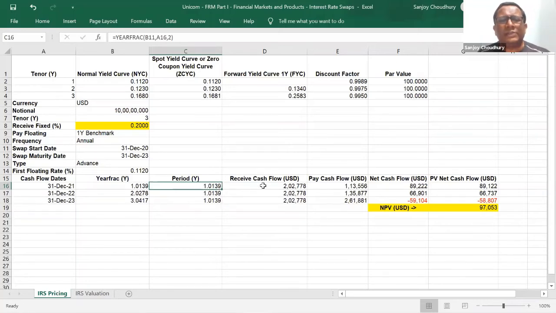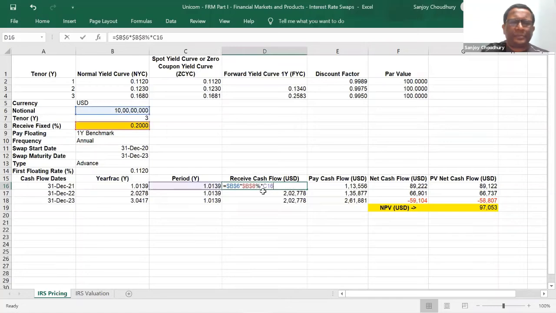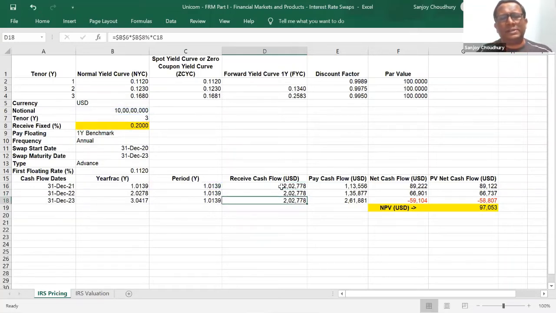So in this case, the received cash flows, as you can see, are nothing but the principal, which is B6, which is 100 million, multiplied by the rate. In this case, suppose we had estimated 0.20 as a rate, multiplied by the period, which is 1.0139. So these are the received cash flows in USD for all the 3 years. As you can see, the receive leg is fixed, so all the cash flows are the same.